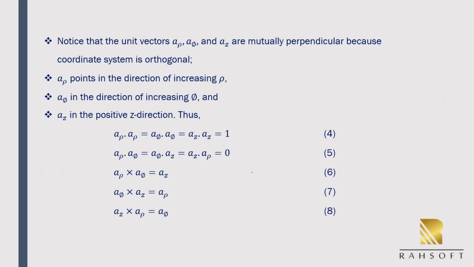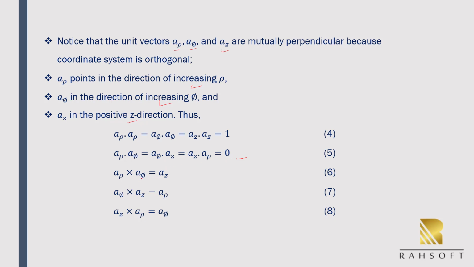It can be noticed that the unit vectors a rho, a phi and a z are mutually perpendicular because the coordinate system is orthogonal. a rho points in the direction of increasing rho, a phi in the direction of increasing phi, and a z in the positive z direction. For the dot product: a rho dot a rho equals a phi dot a phi equals a z dot a z equals 1. And if you apply the dot product to different unit vectors, you will get 0.